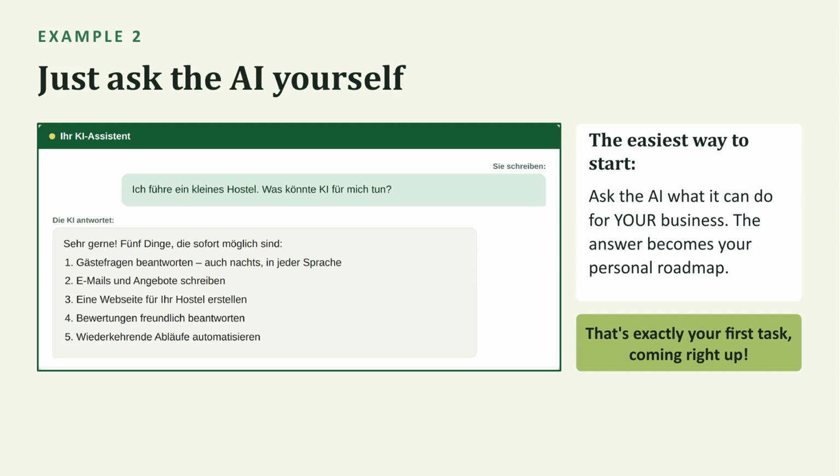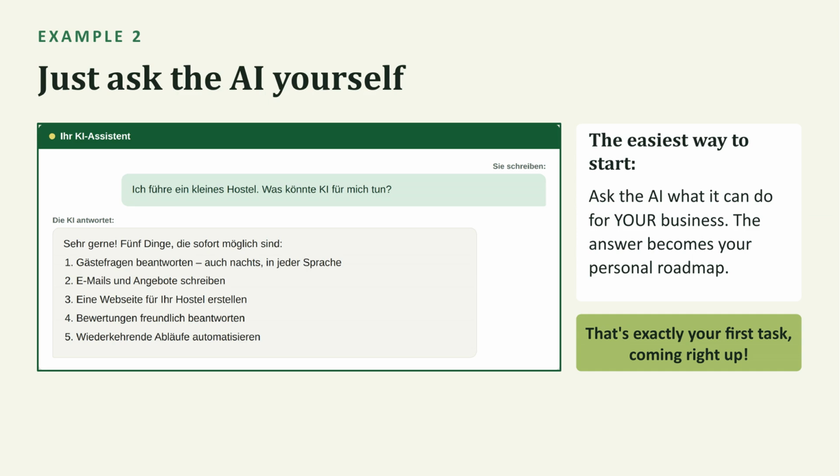The second example is even simpler, and maybe the most important one in the whole course. You can simply ask the AI what it can do for you. Here we wrote, I run a small hostel. What could AI do for me? And the AI replies with 5 concrete suggestions, from guest communication to the website to automation.